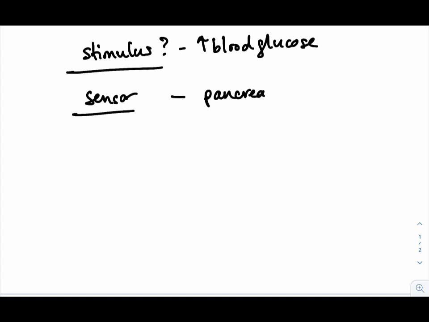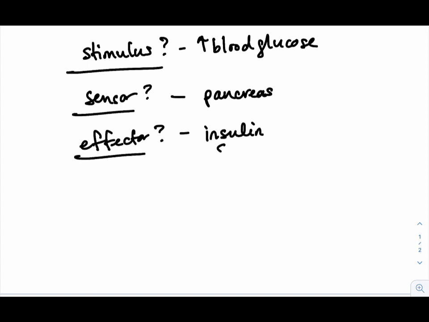I know I'm being fairly general about that. We'll get more into these mechanisms in a moment. Don't fault me right now for not getting into the weeds. What's the effector? The effector in this case is also the pancreas, but specifically the insulin secreting cells of the pancreas. Those are the beta cells. We'll learn about those later.